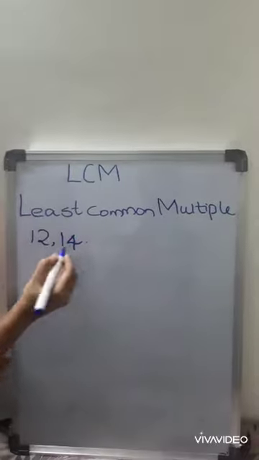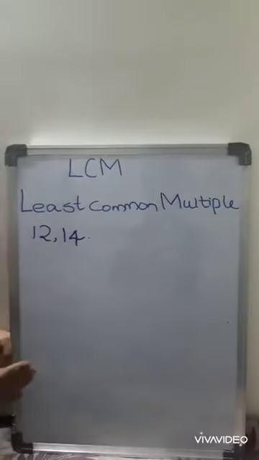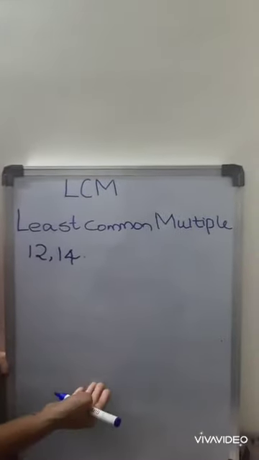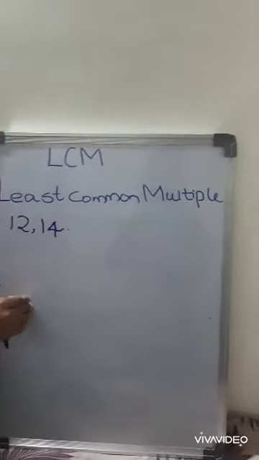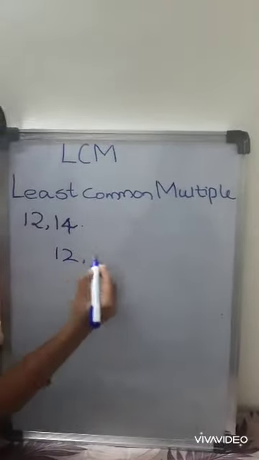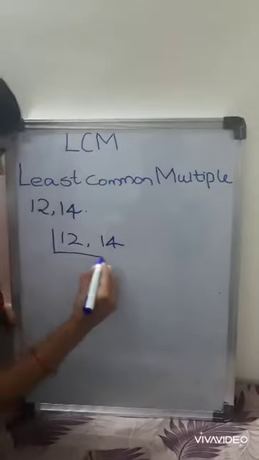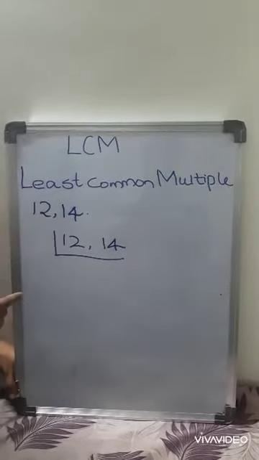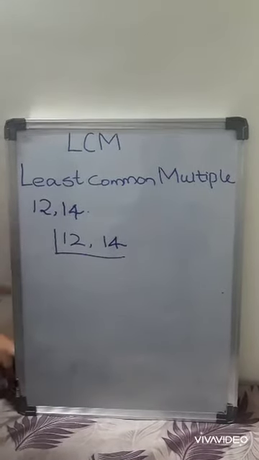Now, if I go on writing the multiples of 12, some kids, like lower section kids, will not have learned tables beyond 12. That may be difficult for them. So for them, this method will be useful. See, 12, 14. You have to write the numbers like this. What is this method called? Prime factorization. It means you have to factorize these numbers with prime numbers.